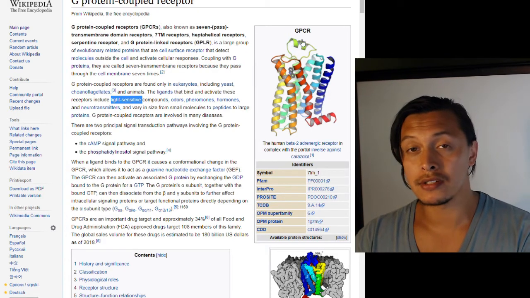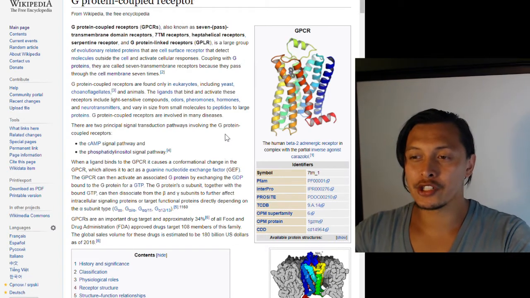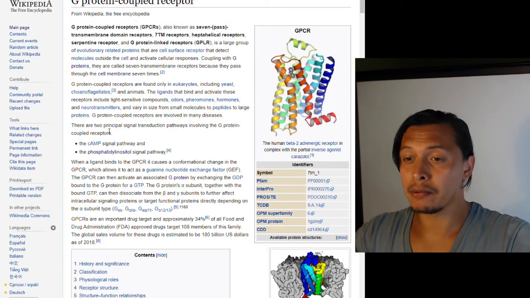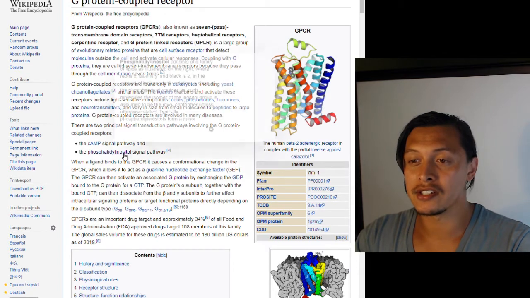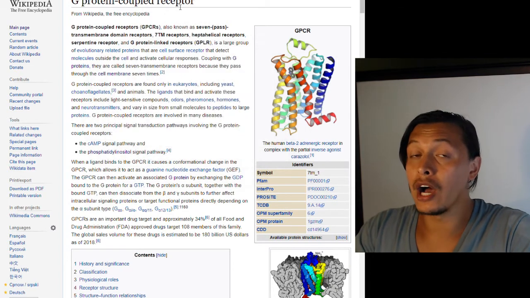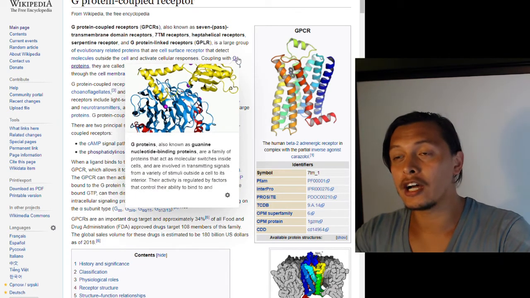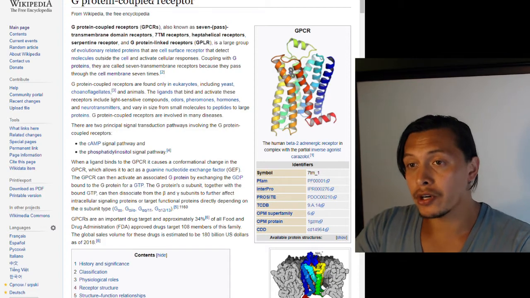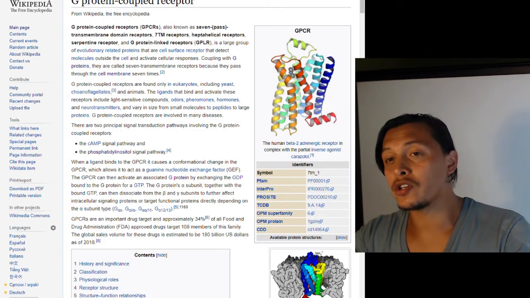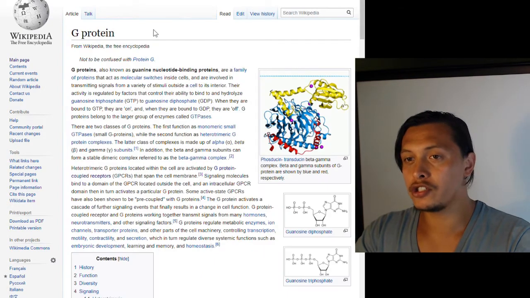which is one of these GPCRs. There are 2 principal signal transduction pathways involving the G protein coupled receptors. One of them is the cyclic adenosine monophosphate signal pathway, and one is the phosphatidylinositol signal pathway. Do not worry too much about those. What we should do, though, is go on to what a G protein is. Remember, this is the G protein coupled receptor, or the GPCR. These are coupling with these G proteins right here.